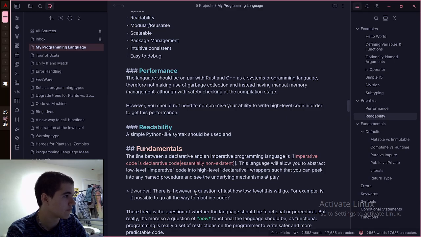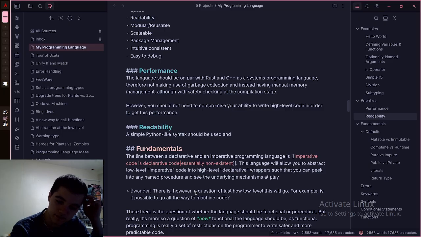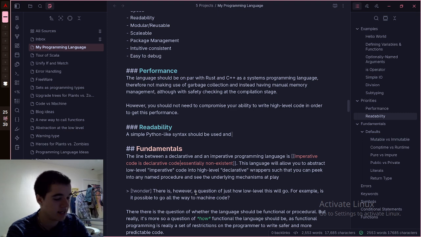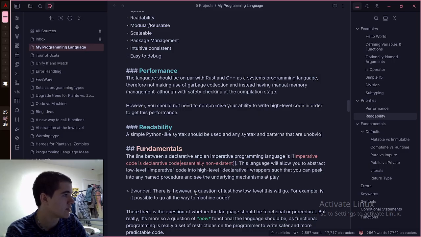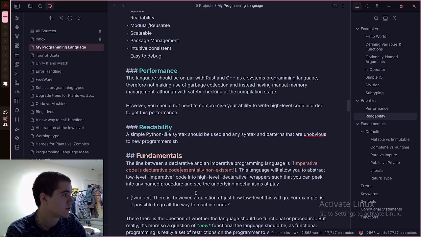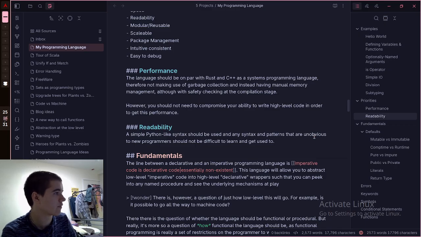Any syntax and patterns that are unobvious to new programmers should not be difficult to learn and get used to. Unobvious is enough of a word about it.